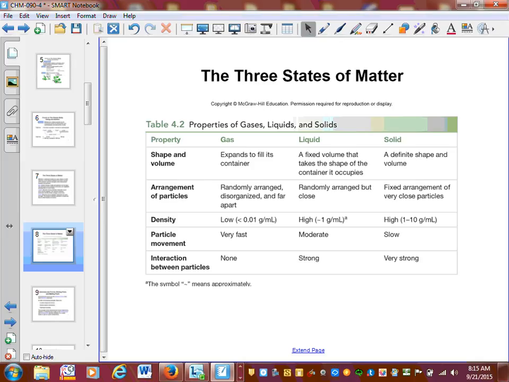Gas particles, moving very fast. Liquid, moderate movement. Solid, very slow. The interaction between the particles, the gas, essentially none. They're so far apart, they don't interact with each other. Strong with a liquid because they're next to each other. Very strong in a solid.